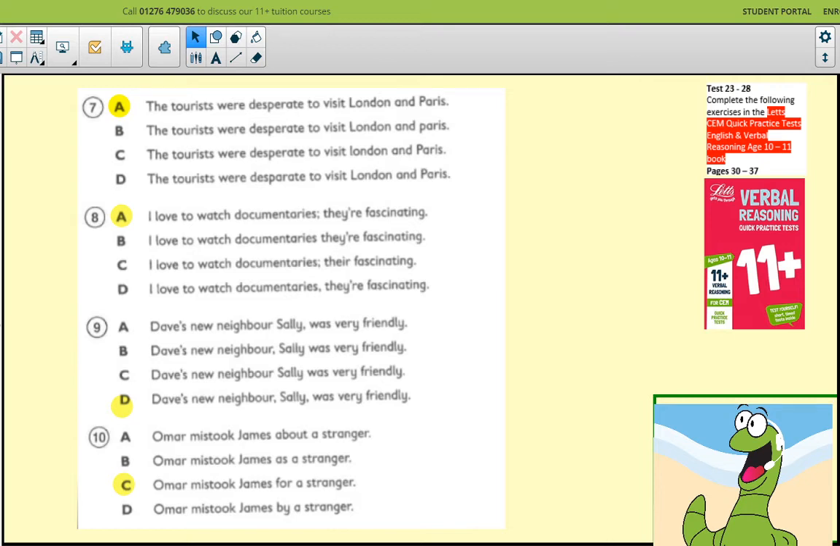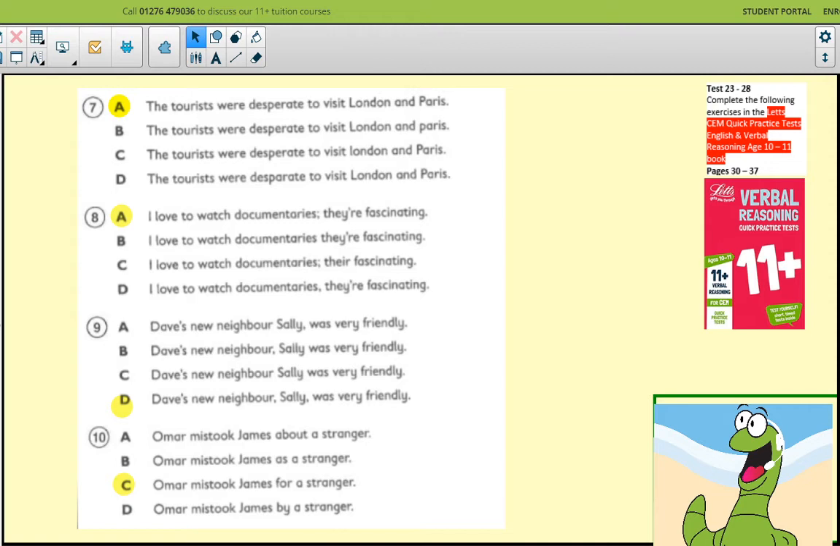But a semicolon can be used to replace a conjunction, like because, for example. I love to watch documentaries because they're fascinating. So instead of a linking conjunction, we have a semicolon. Bit of grammatical knowledge or revision there for you.